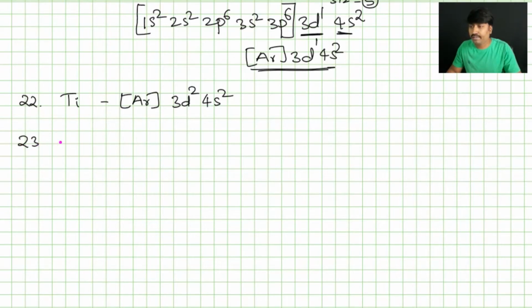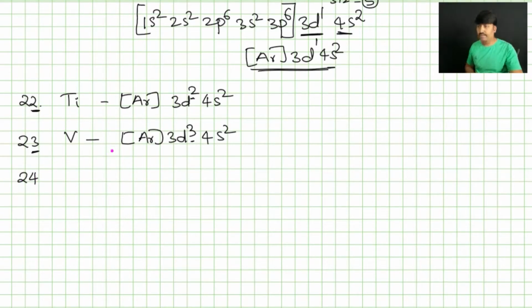Next 23. Then 23 atomic number. The element is vanadium. That is argon 3d3 4s2. You can notice here something is common here. Here it is a 2 and here it is 3, like that. So let's see the next one, 24.